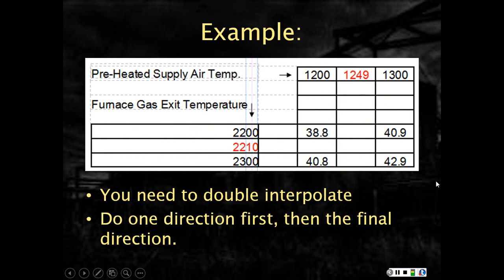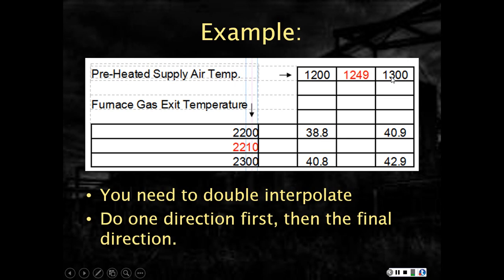Now let's go back to our example. We calculated our preheated supply air temp at 1249. Our furnace gas exhaust temperature was 2210. You'll notice that from that natural gas table, both these numbers fall between actual values. So this is my little interpolation table. What I do is I put the value of percent fuel saved for the 2200 exhaust gas temp at a 1200 preheat temp. I would save 38.8% of my fuel.